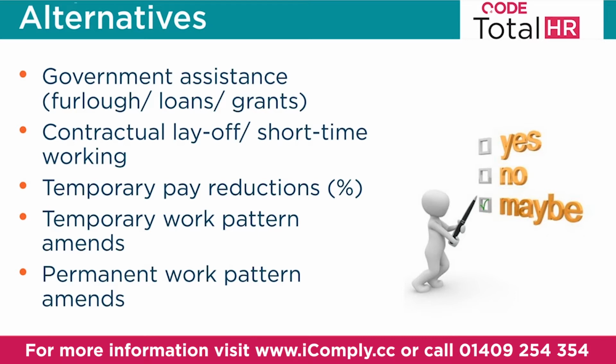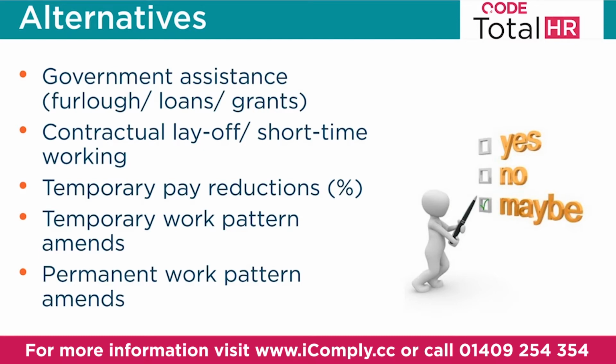So other alternatives you can consider are contractual layoff and short-time working. As long as you have the layoff clause within your staff contracts, and furlough is either no longer an option or they're not eligible, and as a business you don't have the work available, you can apply the layoff clause. Now, the layoff clause entitles the employee to 5 days of statutory pay over 3 months, and if you still need to use this option after 3 months, they will be entitled to another 5 days of statutory pay.